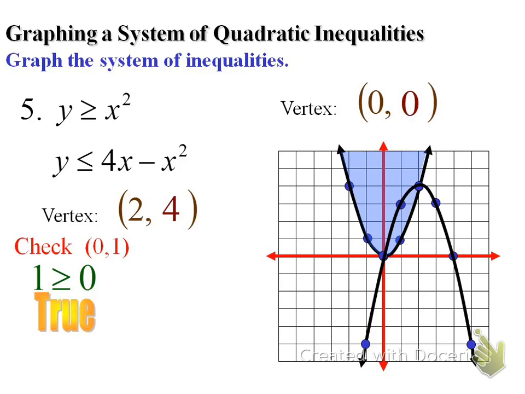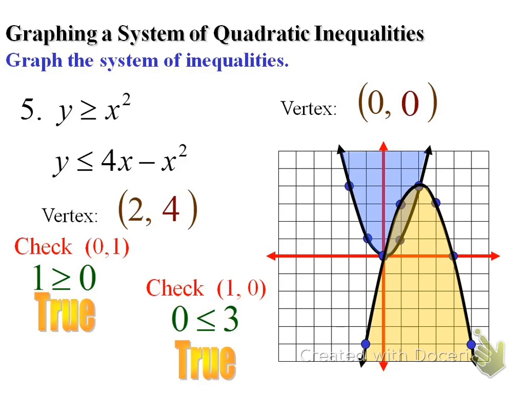Now we need to test a point to decide where we're going to shade. I'm going to test (1, 0). That is going to put me right inside our second parabola. When you test (1, 0), you get 0 is less than or equal to 3. 0 is less than or equal to 3, so we would shade inside that parabola, and then the overlap is just that little chunk there.